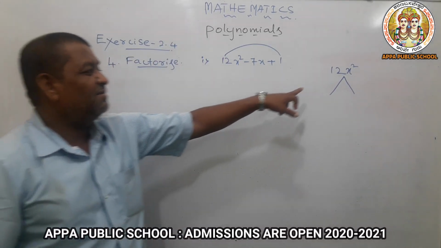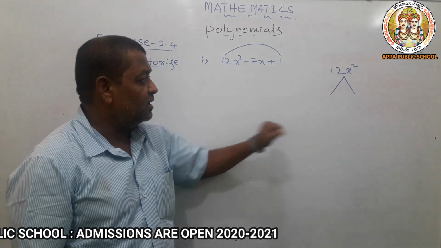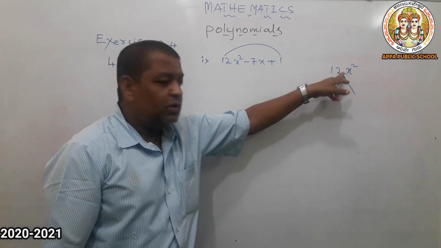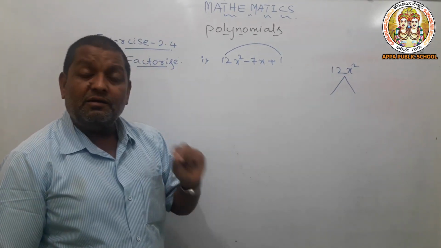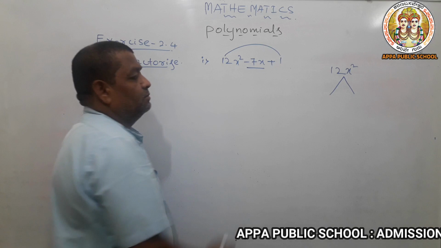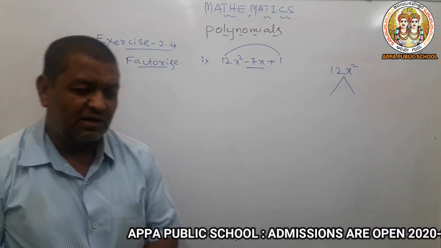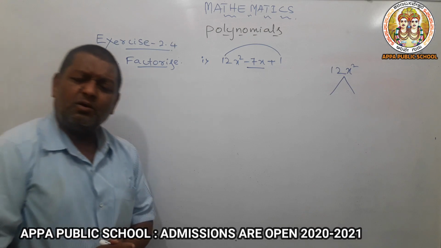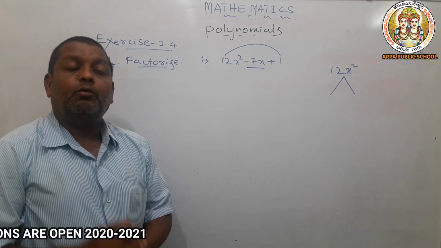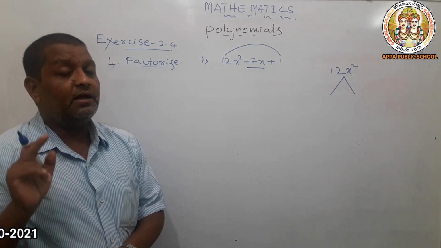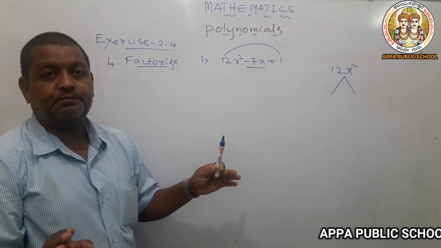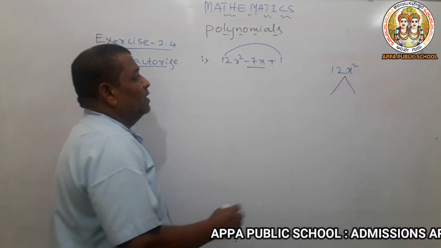We need to split this product in such a way that the product should come 12x square, and with plus or minus signs we need to get the middle term, that is, minus 7x. So then, which procedure are we using here? In the factorization of a trinomial, we are using the procedure of splitting the middle term.